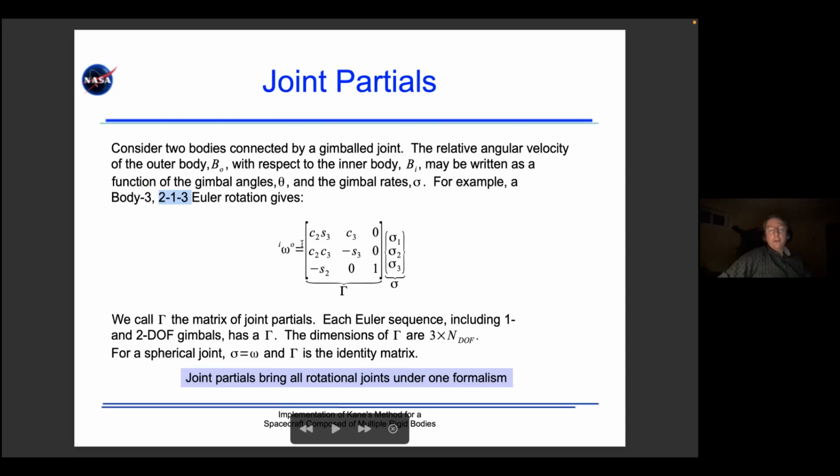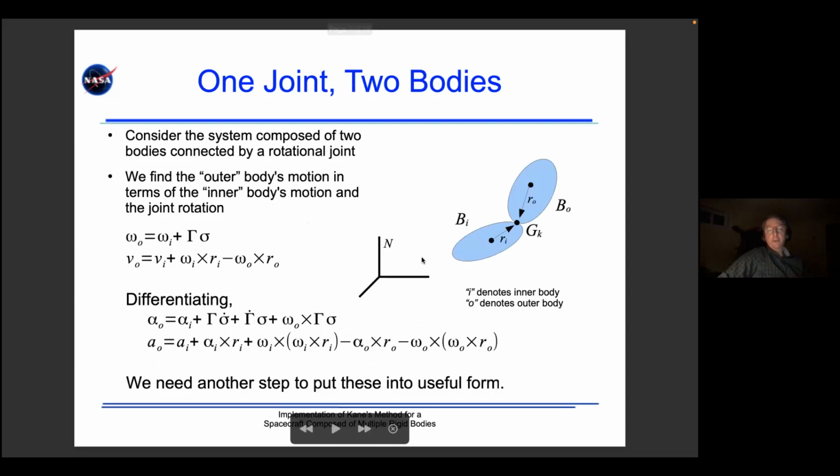So the important thing here is that for all these different kinds of joints, I can bring them under one umbrella symbol and just call it gamma. And when it comes down to actually doing it, I can refer back to what that actually means. But for the formalism, it's nice to have a single letter, and this is why.